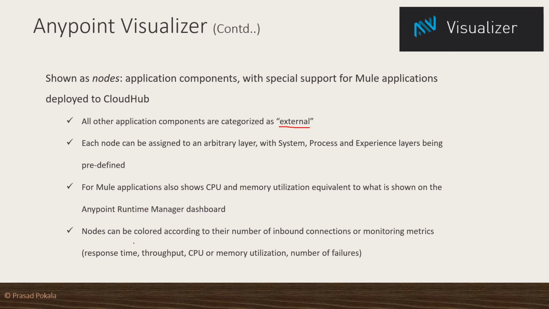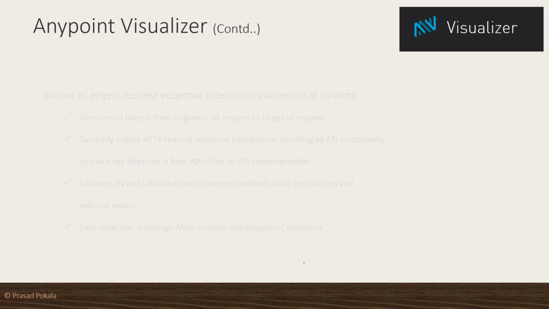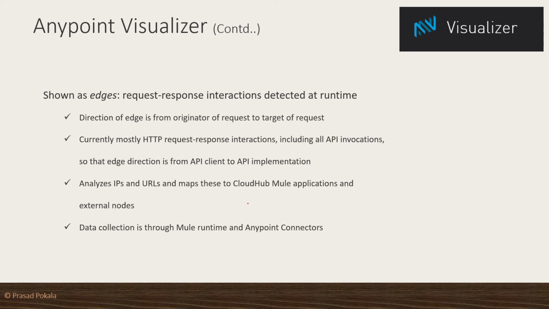You can also color the nodes, for example per layer, or the importance of the node, or any category you prefer. You can color the nodes according to their number of inbound connections, or monitoring metrics, for example response time, throughput, memory utilization, or number of failures. Based on these parameters you can configure the colors so that they keep changing, giving a heat map kind of view.